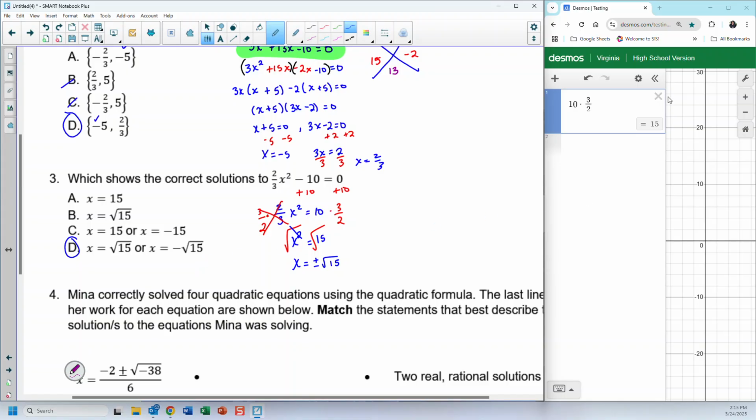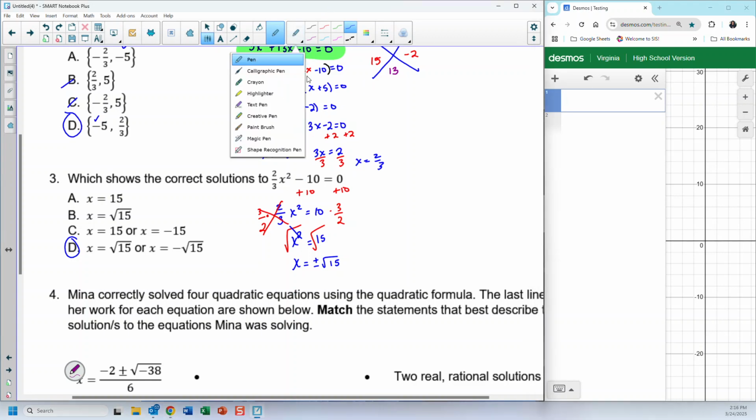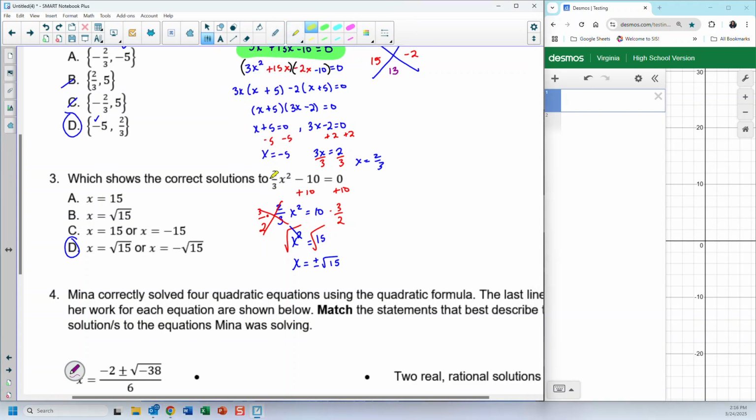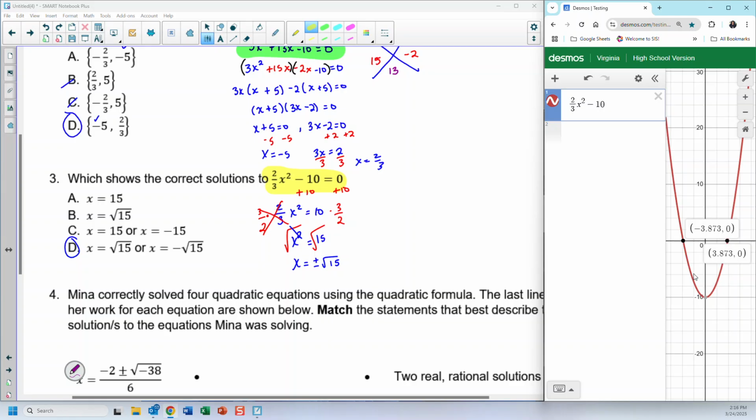Okay? If you're like, Miss, I just want to do this in decimals, well, okay, let me show you how to do it in decimals. Since my equation is already equal to 0, I don't have to move anything over first before I put it in decimals. So 2 over 3 x squared minus 10, there's my quadratic, and then here are my solutions.